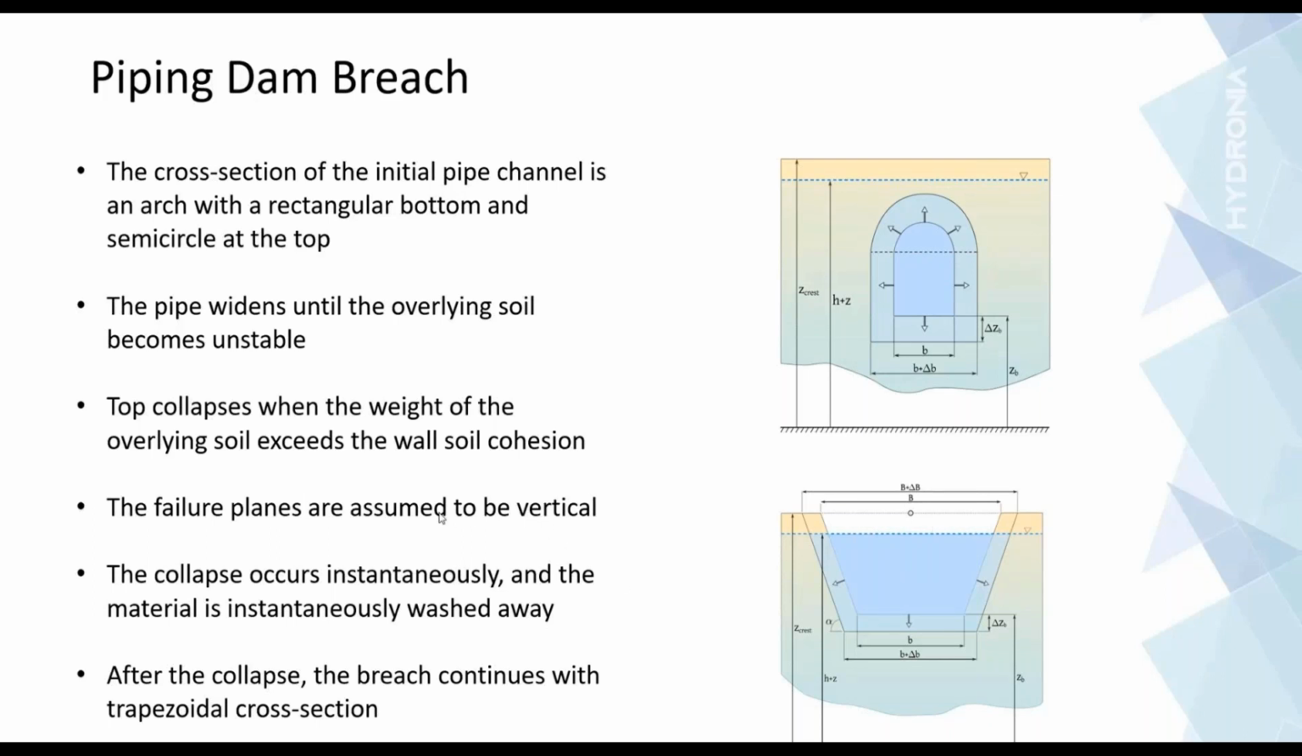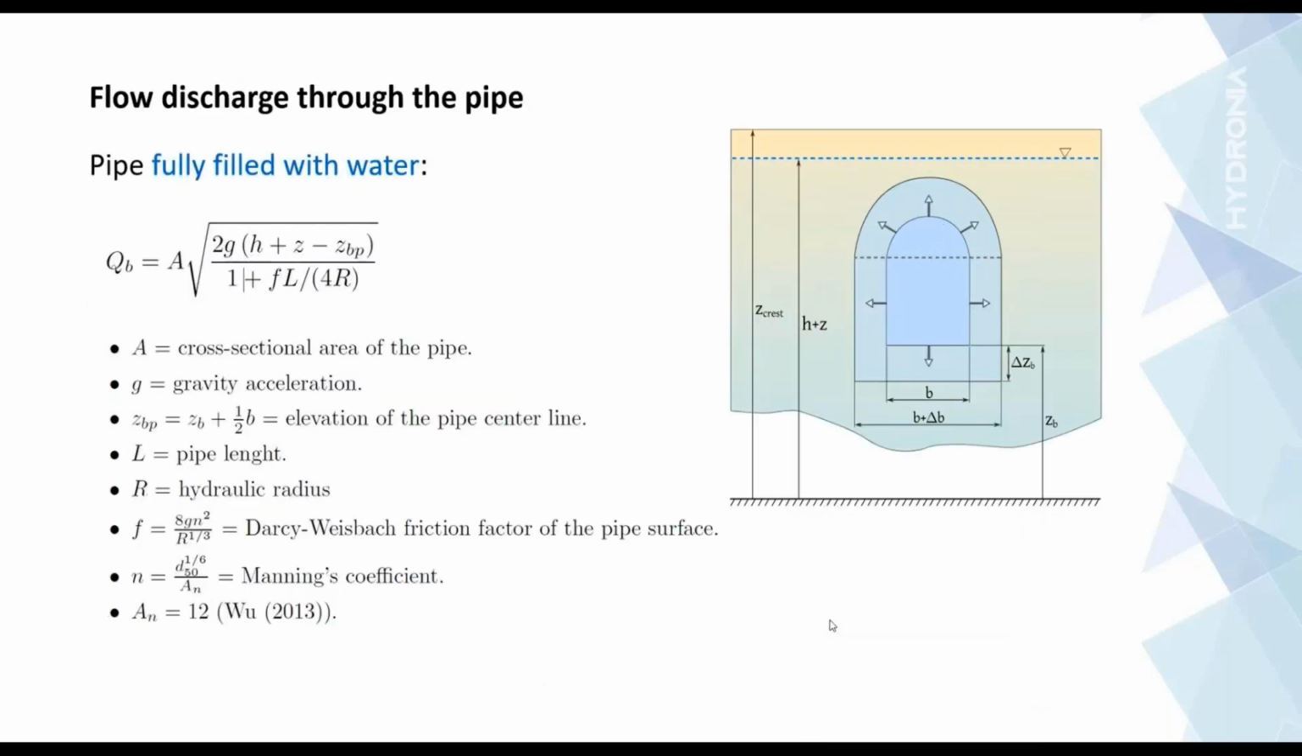So other assumptions include that the failure planes are assumed to be vertical initially in the pipe, that the collapse occurs instantaneously, and the material is also instantaneously washed away. After the collapse, the breach continues with a trapezoidal cross-section, as you see here in this figure.